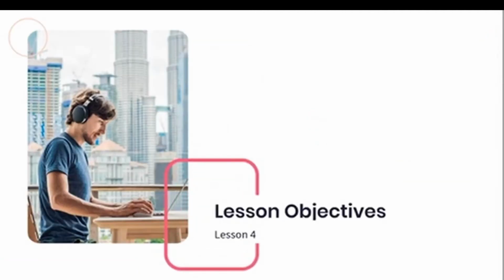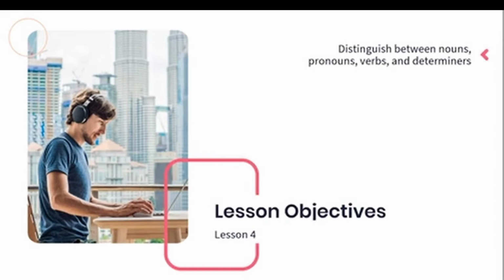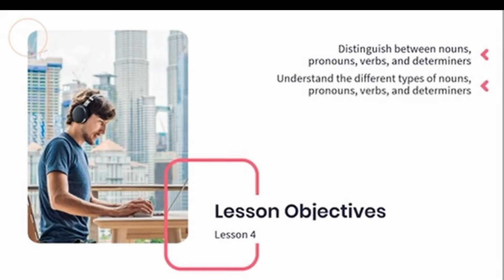As you now know, this lesson is all about parts of speech. We will learn about 4 parts of speech today, and the last 5 in Lesson 5. At the end of the lesson, you will be able to distinguish between nouns, pronouns, verbs, and determiners. You will also know the different types of nouns, pronouns, verbs, and determiners.